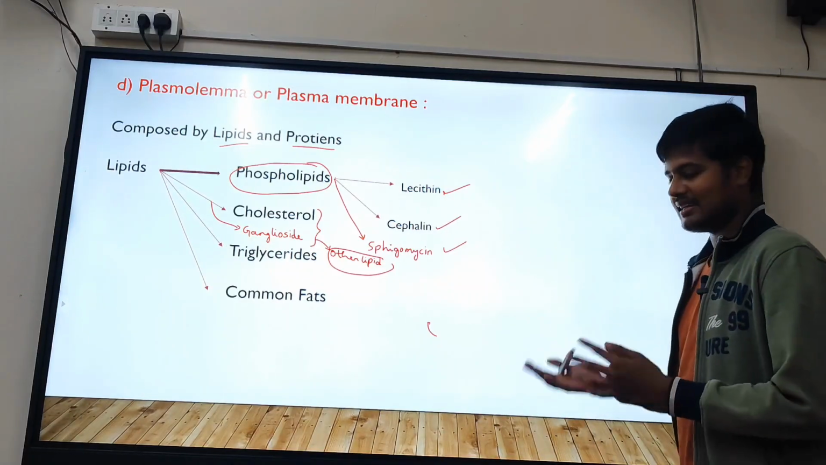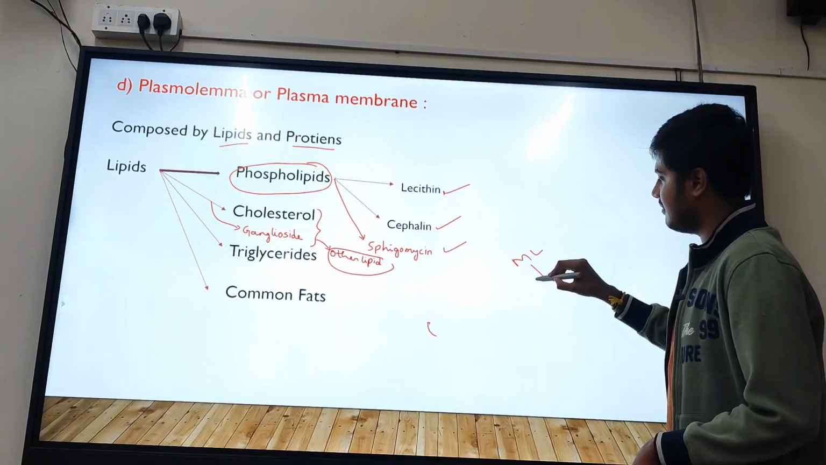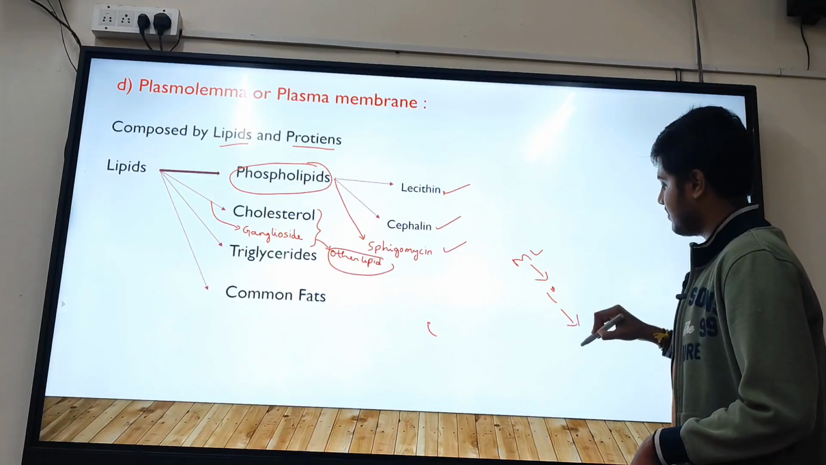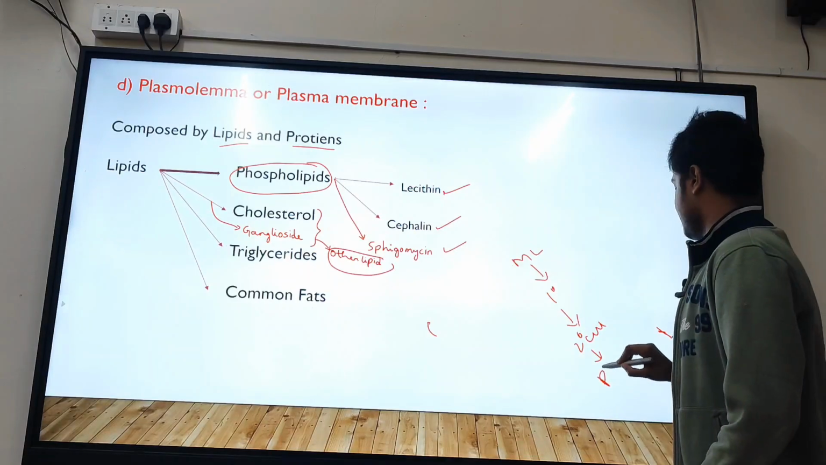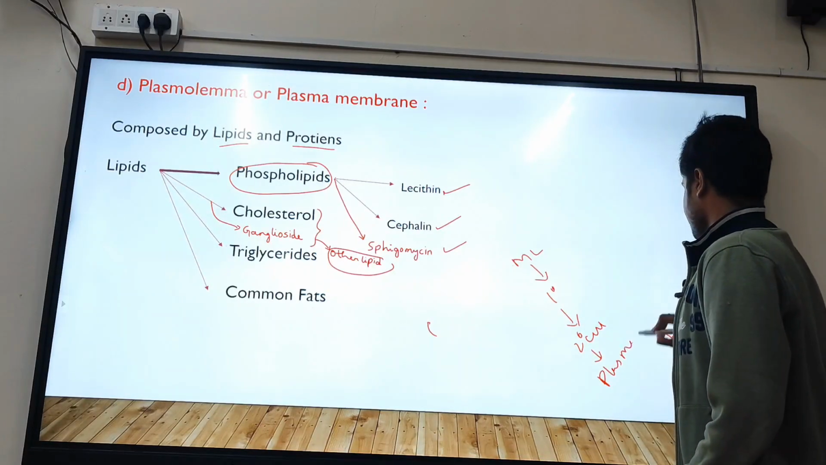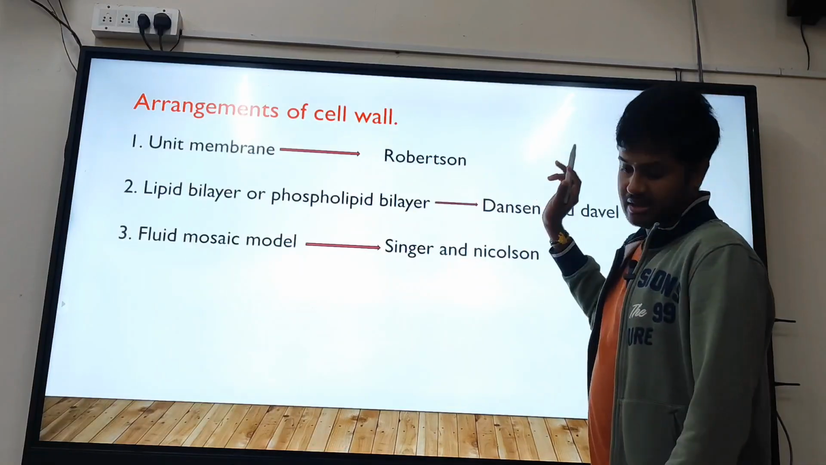As I mentioned, the first one is the middle lamella, the second one is the primary cell wall, the next one is the secondary cell wall, and the next one is the plasma membrane. Okay, these are all the arrangement of the cell wall.